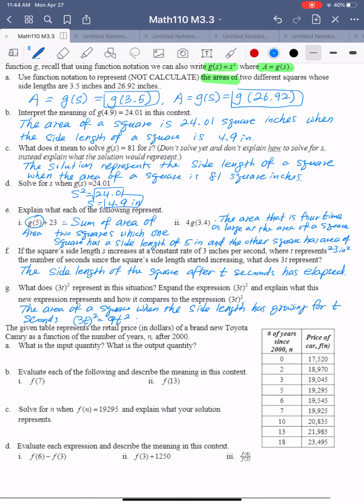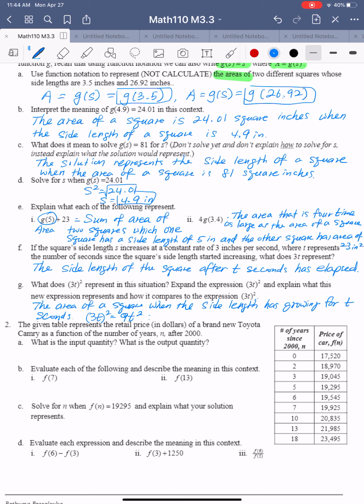And then if you look at number 2, the given table represents the retail price in dollars for a brand new Toyota Camry as a function of the number of years after 2000. What is the input quantity? So input means, let me use another color here. These are the input and this is the output.